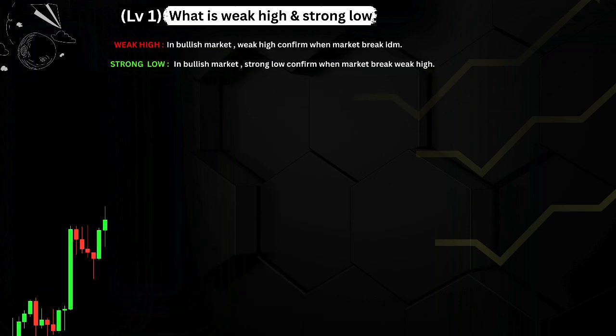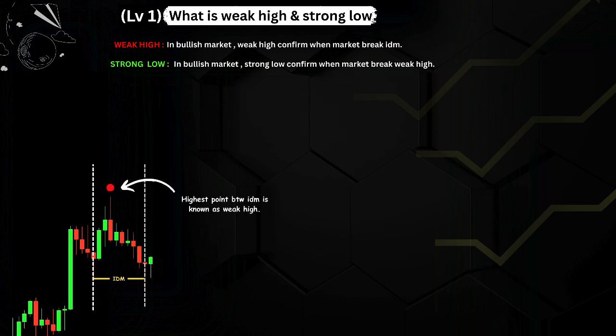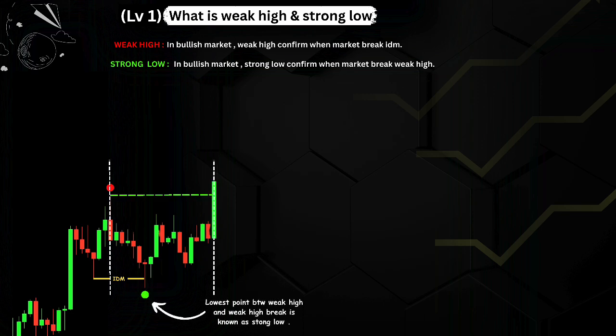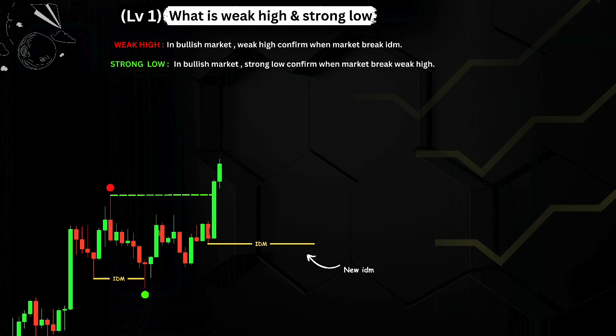Let's understand this with an example. Here, this will be our valid inducement. When the market breaks the inducement, the highest point within the inducement is known as a weak high. And when the market breaks the weak high, the lowest point between the weak high and its break is known as a strong low. Now, this will be our new inducement.